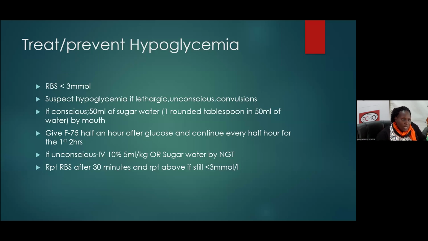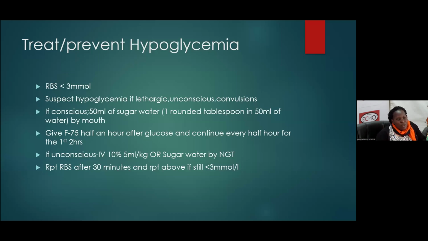And this is how we are going to give it. For every conscious child where you suspect or diagnose hypoglycemia, you can get 1 rounded tablespoon of sugar and put it in 50 ml of water and give it to them by mouth. If you do not have sugar, you can give F75. That sister is going to tell us how to mix it and how to give it, okay?